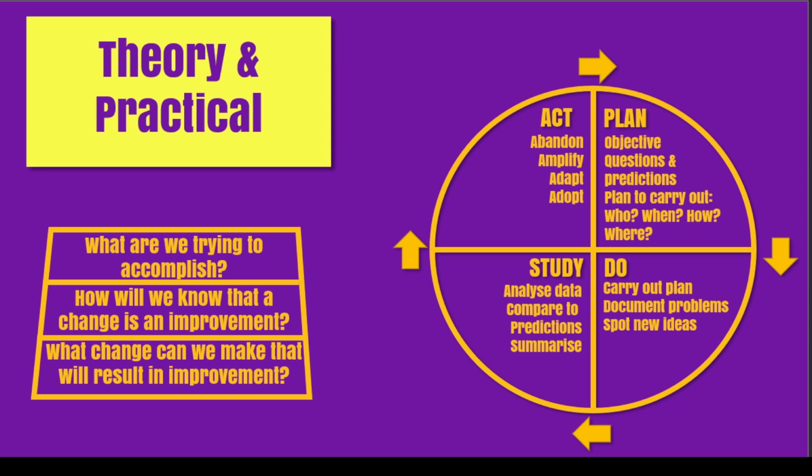And finally, what are your predictions? Do you think you'll actually achieve what you're trying to set out to achieve in this cycle? Or do you think it will go something differently? Then you have a do part where you actually carry out your test or change, so you're actually doing something to make that improvement you're looking for. And then you move on to the study where you analyse any data, compare it to predictions, and summarise your results. And finally, you've got to decide for yourself, do you continue testing and changing, or do you adapt it, amplify it, adopt it, or abandon it altogether?